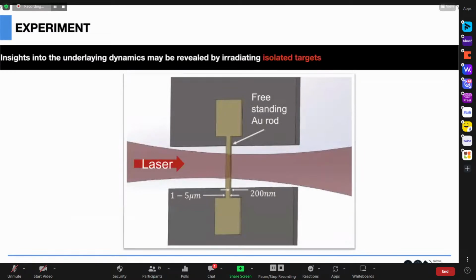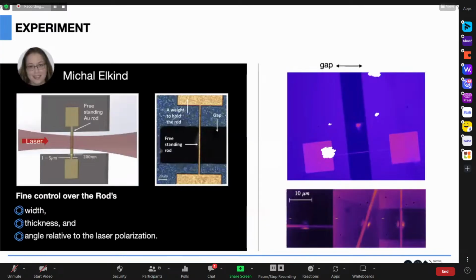Here is how we approach the problem. We managed to fabricate micrometric gold wires. They are suspended over a large distance, large enough that we can fit the laser focus in it and irradiate something which, at least in 2 dimensions, is smaller than the wavelength. This is a project by Michal. She's a very talented PhD student.